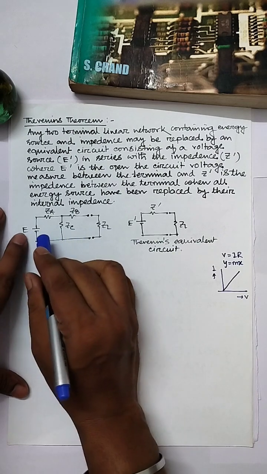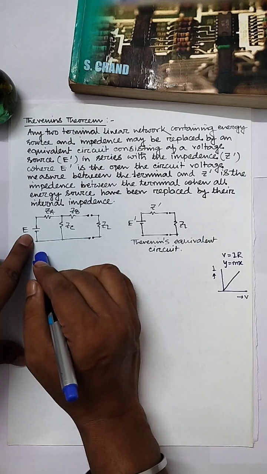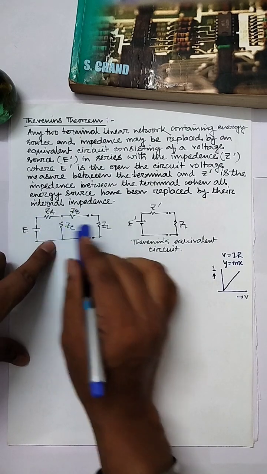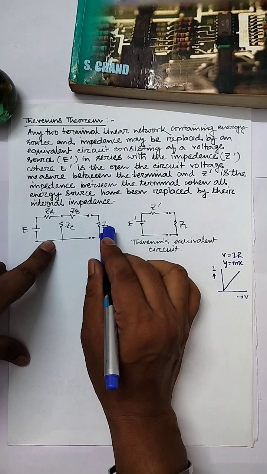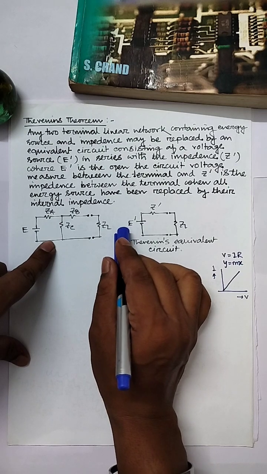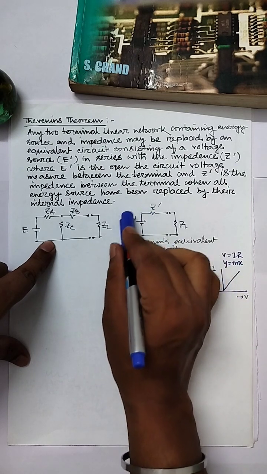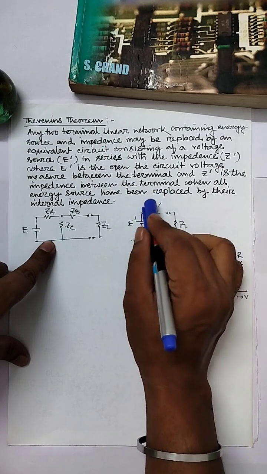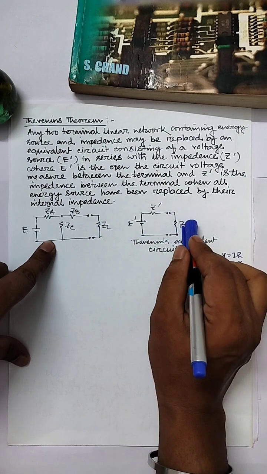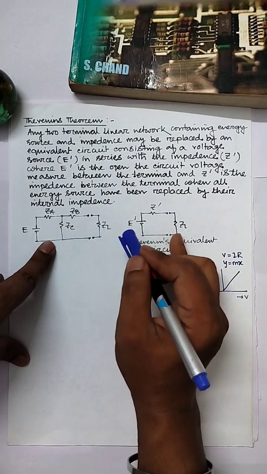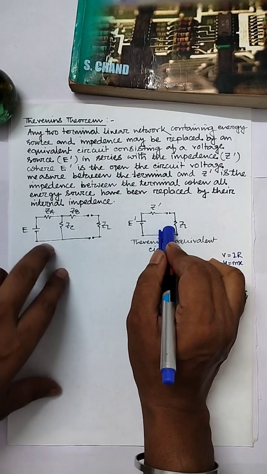We consider a circuit which consists only of a voltage source E and the impedances ZA, ZB, ZC, and here ZL is the load impedance. According to Thevenin's theorem, we can replace it by an equivalent circuit consisting of a voltage source E dash and an equivalent impedance Z dash, and ZL remains the same. So these two circuits are equivalent.